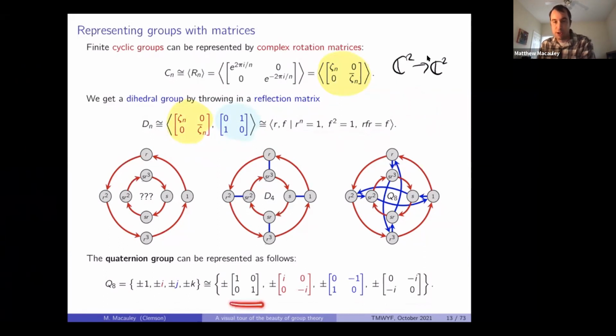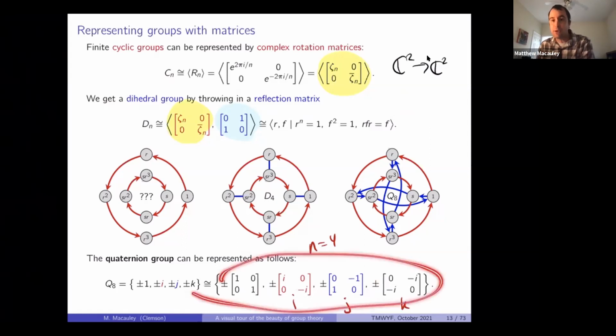Now the quaternions can be represented using 8 matrices as well. So this is plus or minus the identity. Here you have that same rotation matrix, but for the special case of n equals 4. Now this is a different matrix. So this is like your I, this is like your J, and this is your K. So the quaternions, you can think of as these 8 matrices.